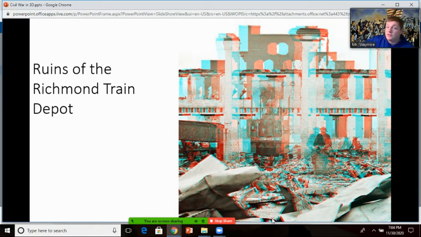Next, we have the ruins of the Richmond train depot. So we talked about Sherman and Sherman's march. Contrary to McClellan, who we learned about, McClellan was the first general in the Civil War. He wanted to kind of leave civilians out of it. He wanted to make the war clean, but as Sherman believed, and as we found out, wars aren't clean. They're nitty gritty. And Sherman took the opposite approach.